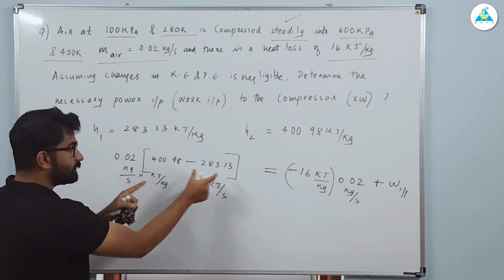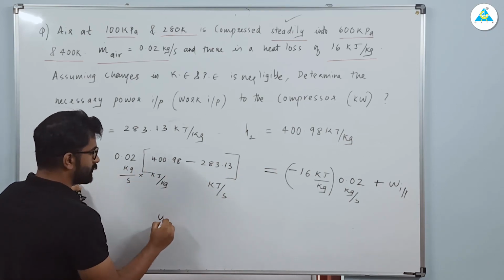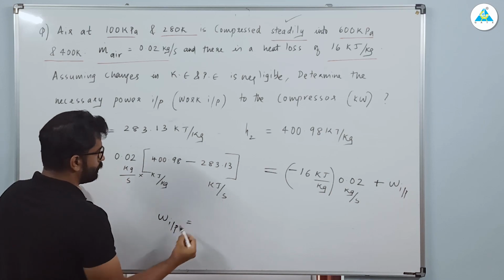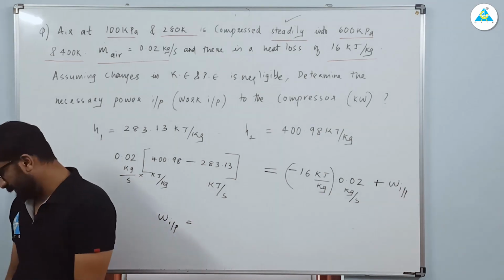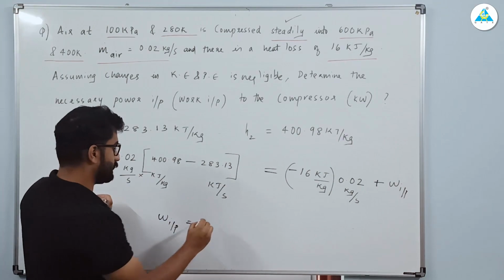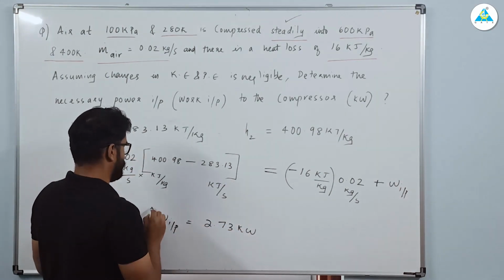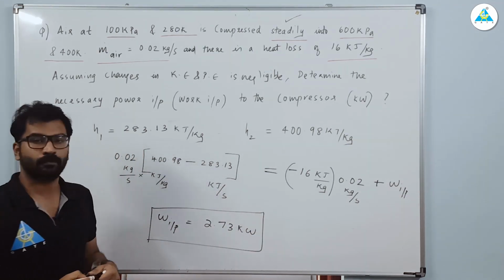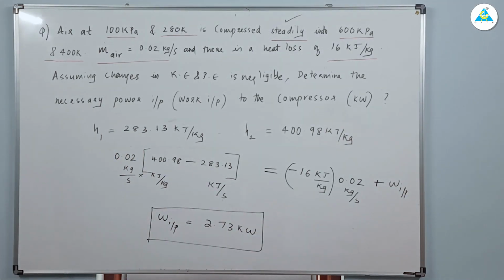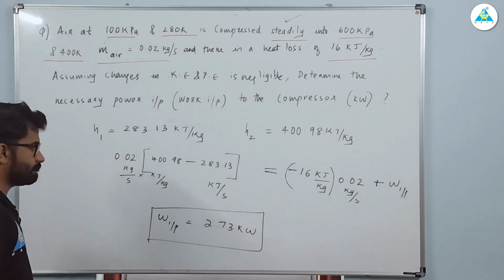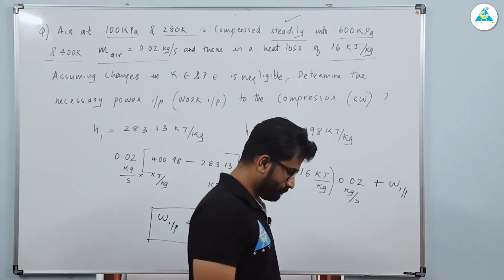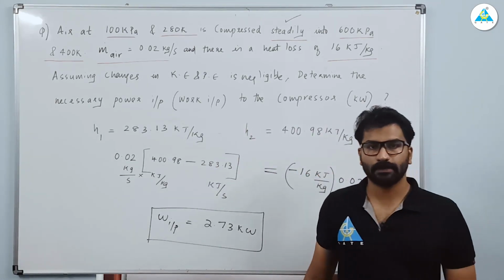0.02 into this and find the answer for work input. I need the answer in kilojoule per second. I think the answer is 2.737 kilowatt. This is the way we will be solving questions in first law open system. Clear? Is it fine till here? I hope you understood.